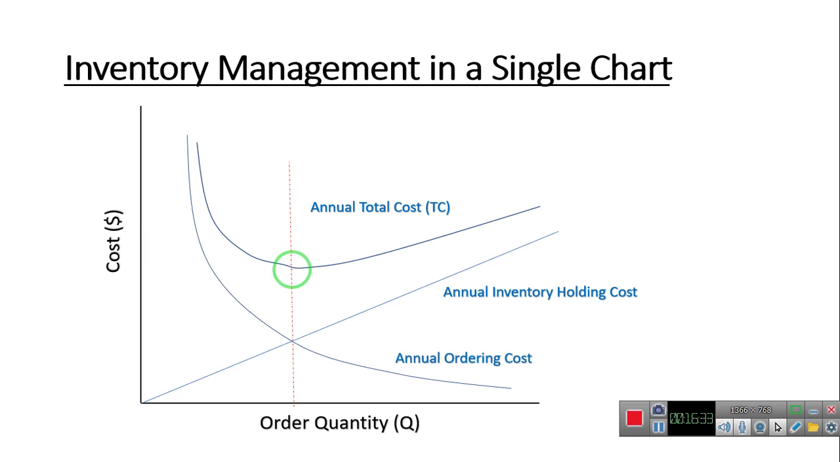That is exactly what we're going to do in this chapter. We're always going to be aiming for that point, which is the minimum annual total cost of inventory.